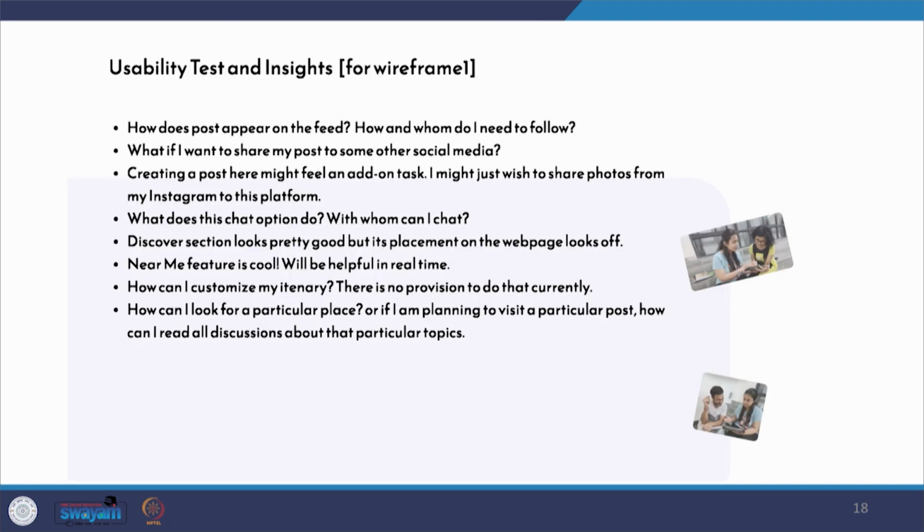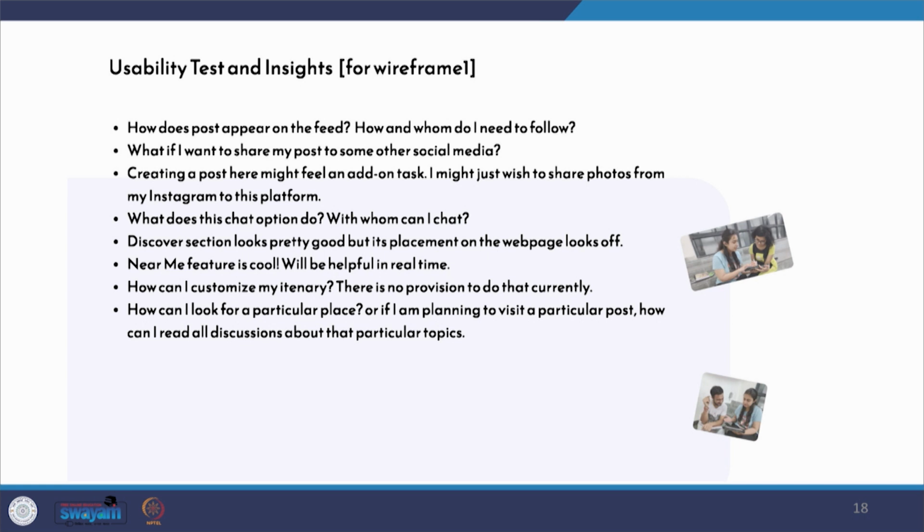Now usability tests and insights. So we have seen that this is a method used to evaluate the usability and user experience of a product, system or a website. We do this by observing how real users interact with it, and the primary goal is to find any usability issues, also to gather the feedback of the users and make decisions to improve the overall experience.